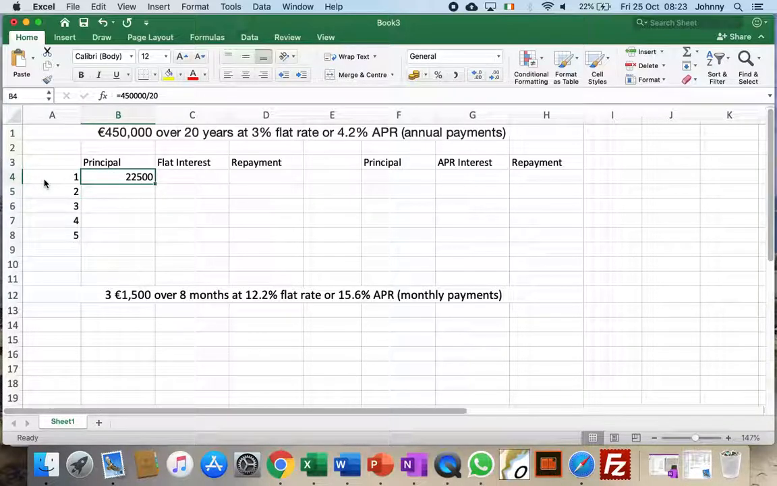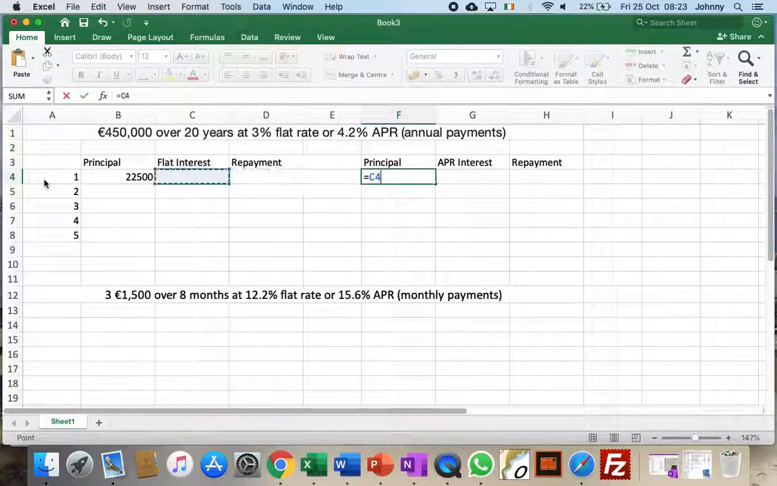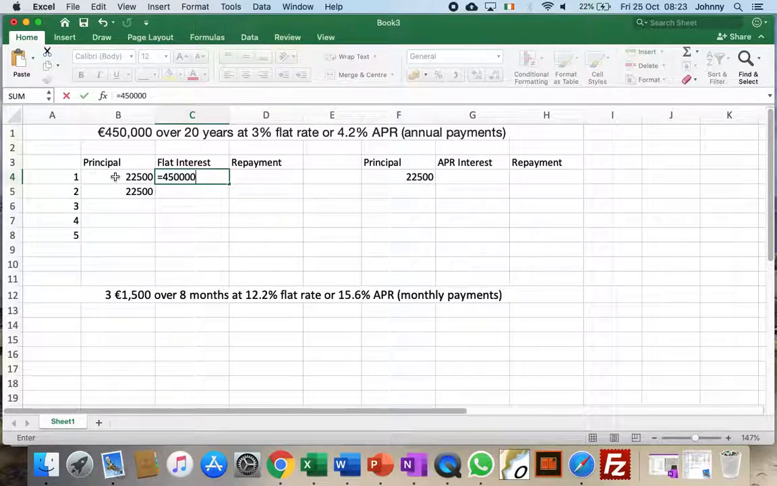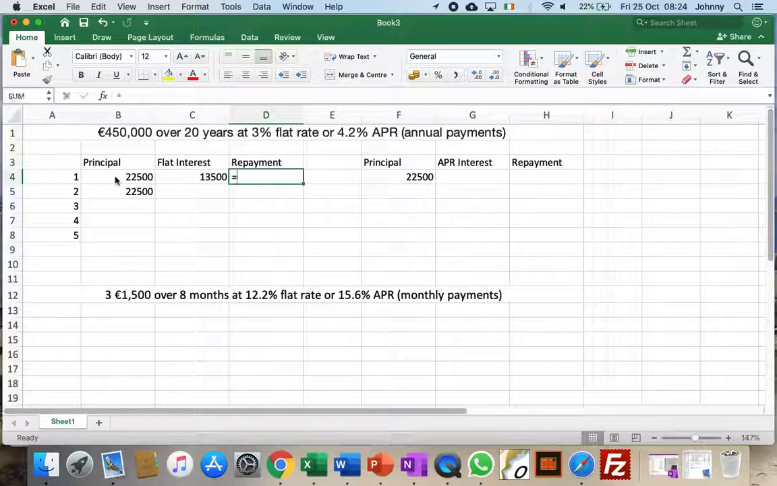So that's how much I'll pay of the principal, and whether I do that by APR or flat, I'm still going to be paying the same amount every year. So the flat interest. If the interest is 3% flat, that's a percentage of the original money that you borrowed. So that's a percentage of the 450 grand. So at the end of that first year, I'll pay off 22,500, and I'll pay 450 grand multiplied by 0.03, which is 3%. So my repayment for that year is going to be those two added together, 36 grand.